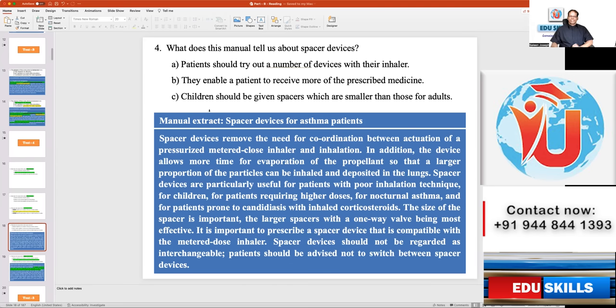Actually, you have the answer. There is no doubt because it is asking about spacer devices. So actually, you cannot speak about patients now. You cannot speak about patients, you cannot speak about children. You have to speak about spacer devices. And here, these two are like active gender, patients and children, whereas spacer device is a neutral gender. They enable a patient. They stands for spacer devices.